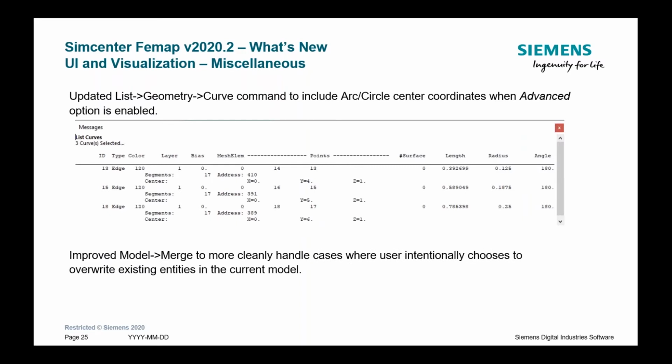There is also a little bit of additional information when listing arcs and circles, and we improved the model merge command to clearly handle cases where the user intentionally chooses to override existing entities in the current model. That just wasn't fully fleshed out, so now it's much better if you're trying to use model merge to overwrite particular entities in another model.